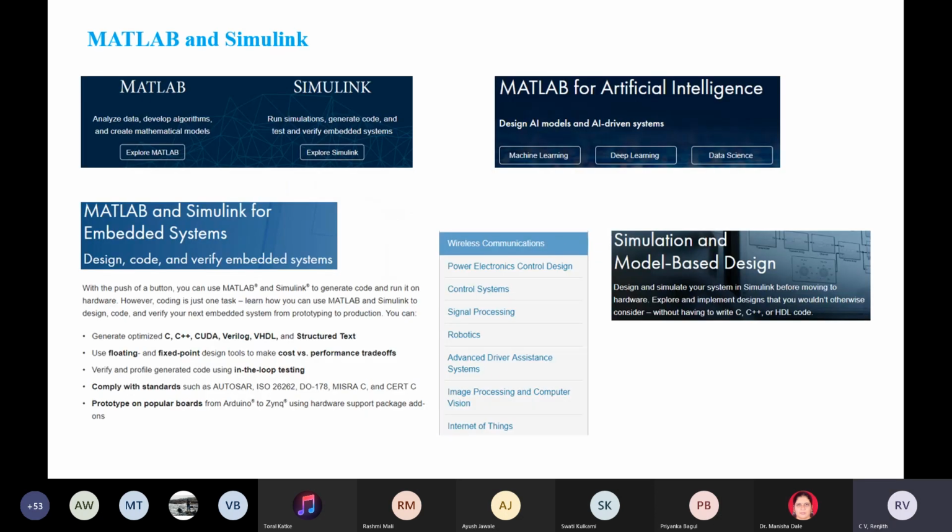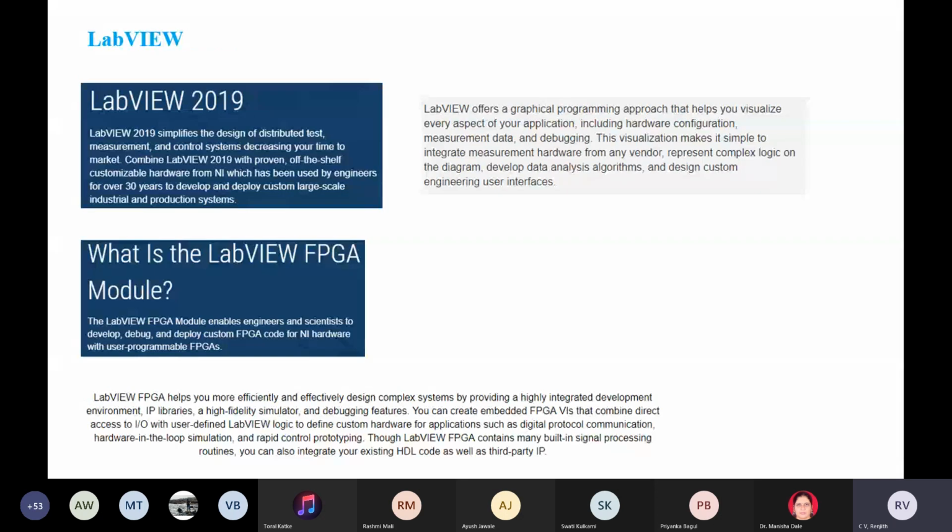MATLAB is mandatory if you want to be a software engineer, because it is used for every application: power electronics, control systems, robotics, IoT. And Simulink is also gaining popularity. It's used in model-based design, etc. LabVIEW is important if you want to be a test engineer. You need to learn that.